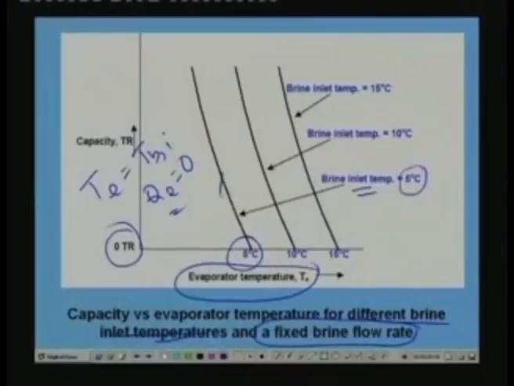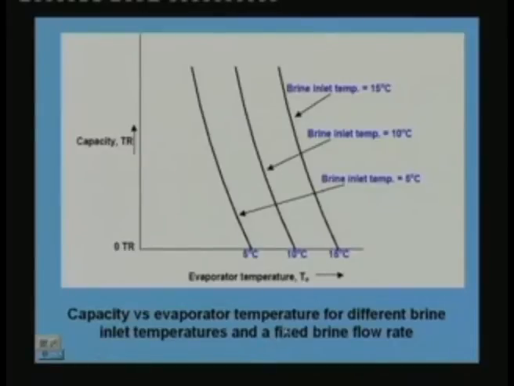As you move in this direction, capacity increases as the evaporator temperature reduces for a given brine inlet temperature. Similarly, at a given evaporator temperature, as the brine inlet temperature increases, the temperature difference between brine and refrigerant increases, so capacity increases. You can easily observe these from the curves.